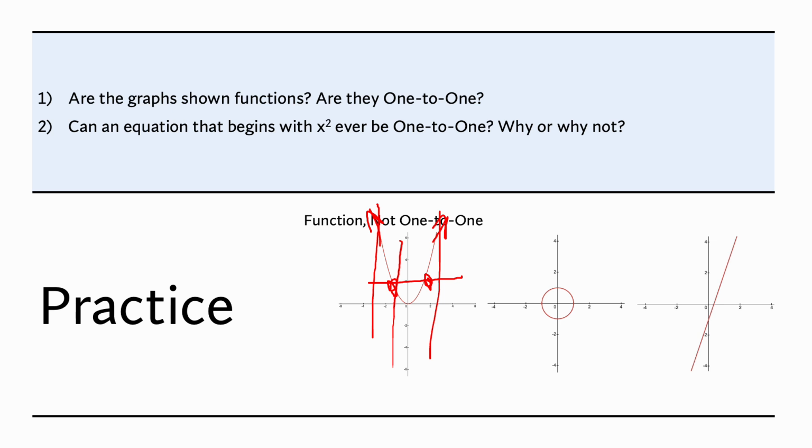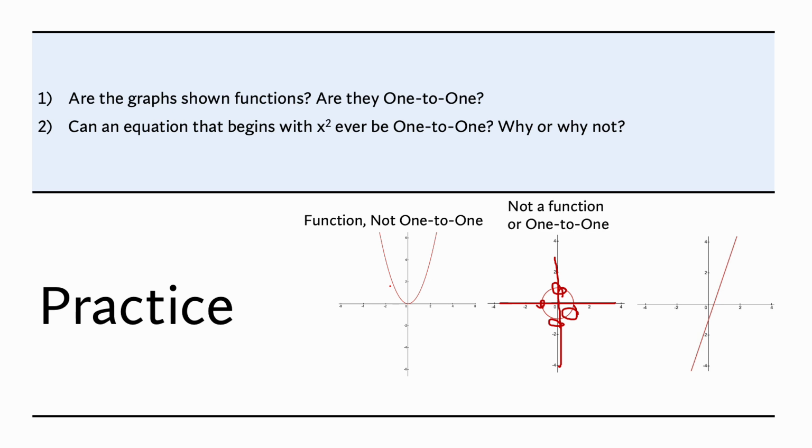Now, how about this graph right here? This is a circle, and I'm immediately seeing that if we draw a vertical line here, that's 2 points, so it's not a function. And if we draw a horizontal line here, that's also 2 points, so it's not one-to-one. So this is neither a function nor one-to-one.